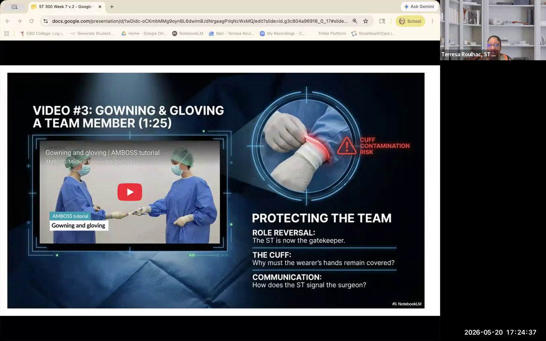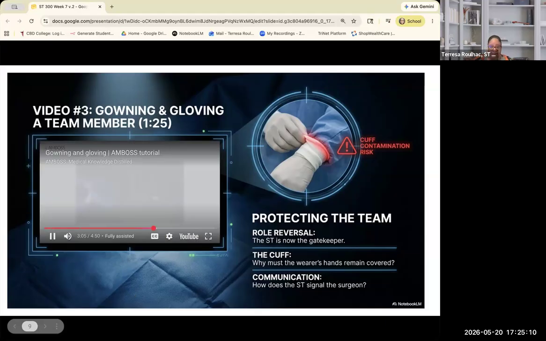Now we gown and glove the surgeon, residents. Sometimes we gown and glove each other. So let's say I am relieving Andrea and she has an extra gown for me. She can actually gown me, CST to CST, okay? Now, when you guys watch the video, you'll notice how we get ourselves sterile. You'll notice how we gown each other, okay? So let's take a look.